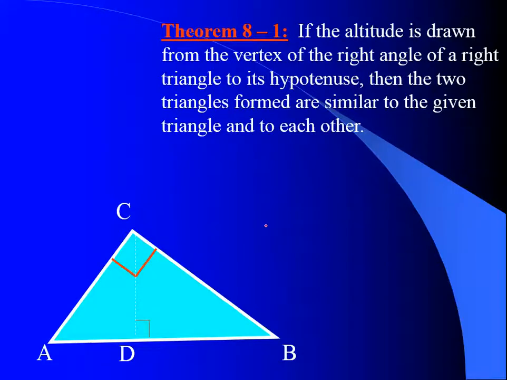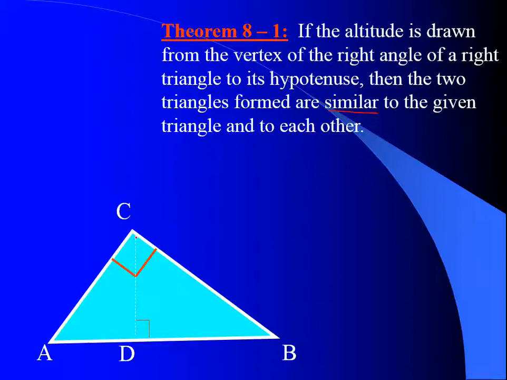Okay, a theorem. First theorem of this chapter. If the altitude, remember what altitude is, it goes from a vertex straight down to form a right angle with the opposite side, if it's drawn from the vertex of the right angle, so you're going to look for this right angle box in your big triangle, and you're going to draw your altitude from that vertex, then the two triangles formed are similar to the given triangle and to each other. Remember what similar means. Similar means same shape, but different sizes. So they're in the same proportion.